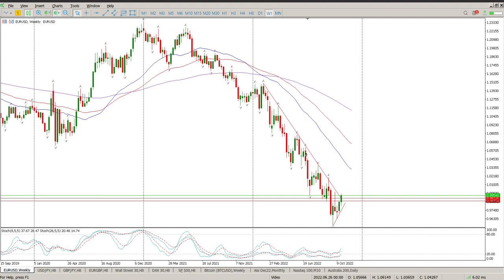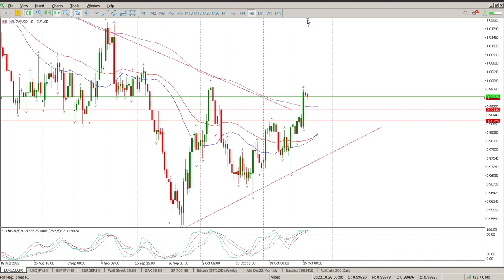There, it's tested it 3 times, 4 times, 5 times, 6 times, and at this stage we are kind of closing above it, or not closing, but we're getting above it. Still 2 days to go in the week, so nothing concrete yet, but this does look like some kind of a potential break of this trend line. So have a look at the 8 hour.